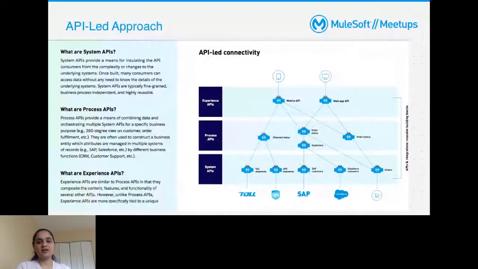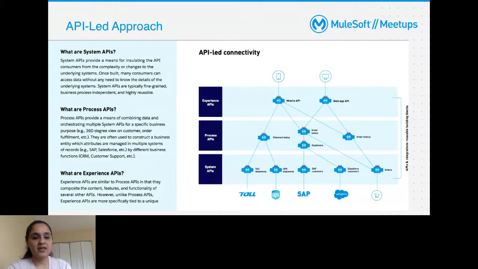So here I just give you a quick overview of the API-led approach, as I'm guessing you are all aware of the MuleSoft technology and what API-led connectivity is. API-led connectivity is a MuleSoft approach for modern APIs, where APIs are defined in 3 layers: experience APIs, process APIs, and system APIs.